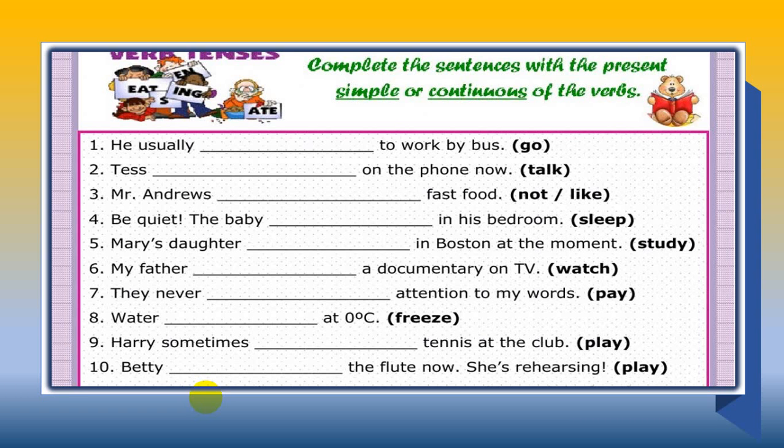Number 3, Mr. Andrews fast food, not like. This is a habit for him, so we put it in simple present. In the negative sentence, we put don't or doesn't. We have here a man, so doesn't like. Mr. Andrews doesn't like fast food.